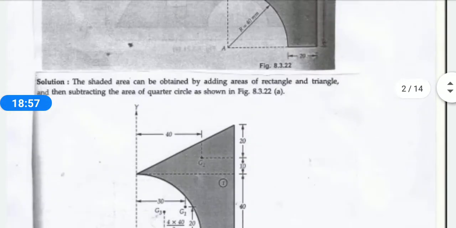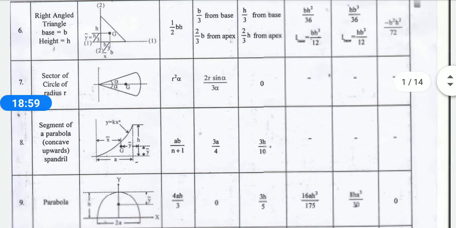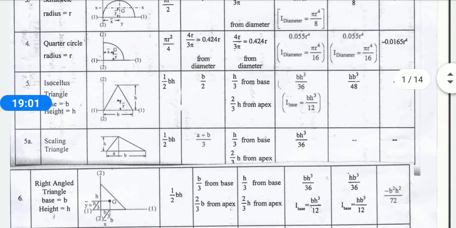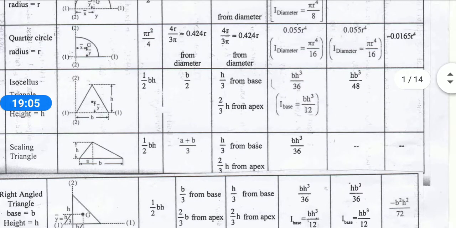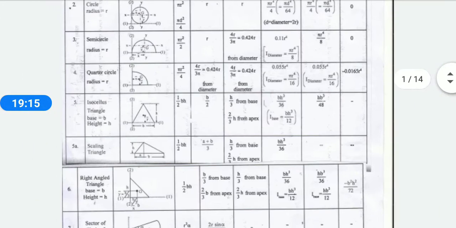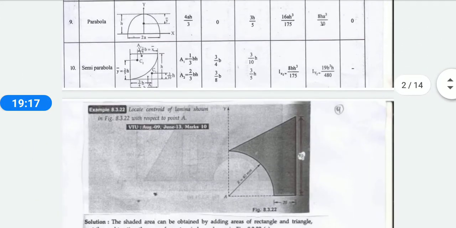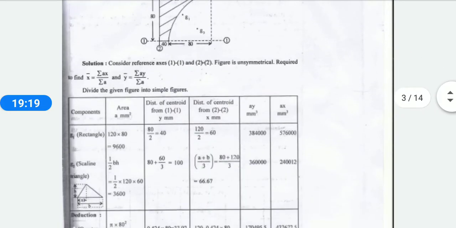Next, this triangle is your scalene triangle. How can it be determined? In your table, just see the reference. This is your triangle, that is the scalene triangle. They have given the formula half into b into h for finding your area, a plus b divided by 3 for your x, and h divided by 3 for your y. So consider that formula and go for your sum now.